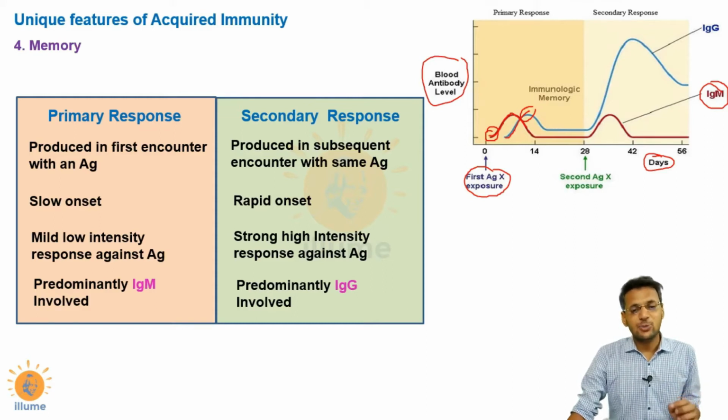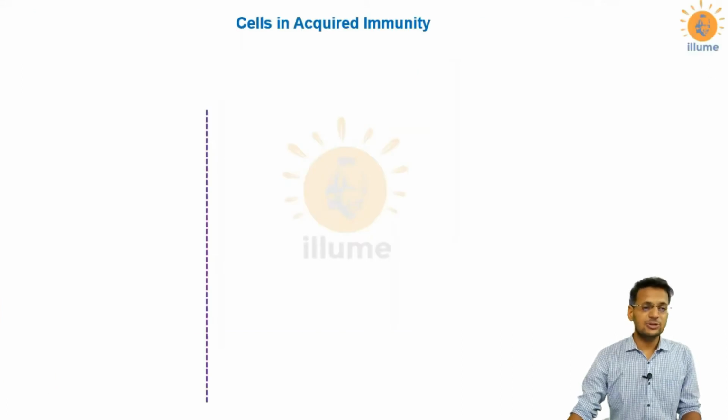But in the secondary response, look at the graph carefully. Even in the secondary response, the concentration of IgM is the same as in the primary response. That means between the primary and secondary responses there is no difference in the peak of IgM. But look at IgG. The concentration of IgG has increased multiple folds in the secondary response. This proves that IgM is the dominant antibody in the primary response and IgG is dominant in the secondary response.